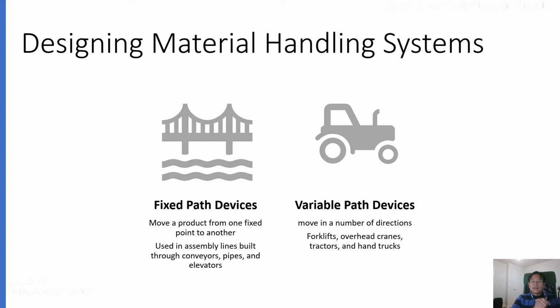And then there are two types of material handling system in manufacturing: fixed and variable path devices. Fixed means just move from one place to another place. It's fixed, so it's used in assembly lines such as a car manufacturer, through conveyor, pipe, or elevator. But variable path device is flexible, so they go in a number of directions using those vehicles.